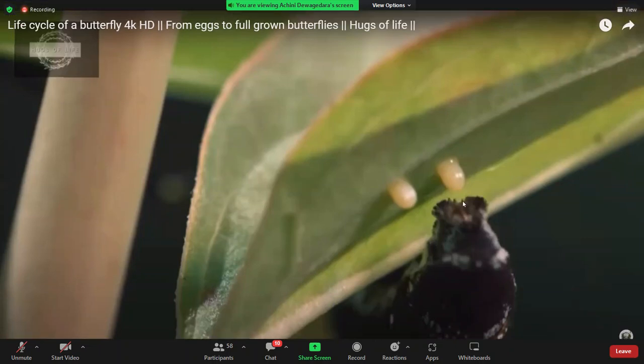The structure you see here, which is used to lay eggs, is called the ovipositor, which is present in the abdomen. We have discussed this in the previous lecture. So this structure is the ovipositor. Have a look at that again.